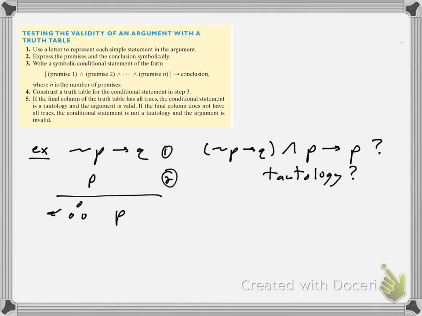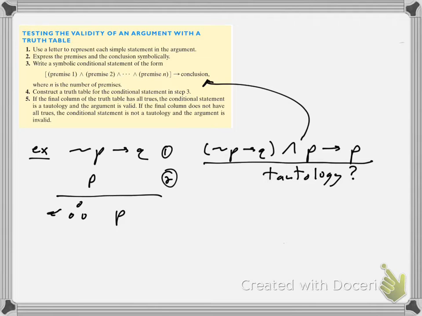Which would mean it's a valid argument. Okay, that's the question I'm asking. Is this a tautology? Where I'm getting this from is from this step right here. We take our premises, we separate them by an and, then we put an arrow toward the conclusion. That gives us our logic statement.